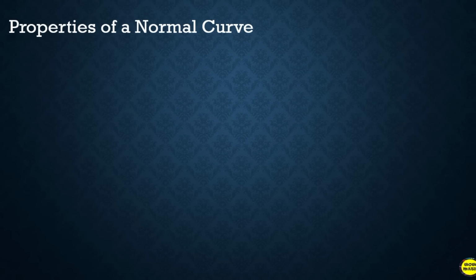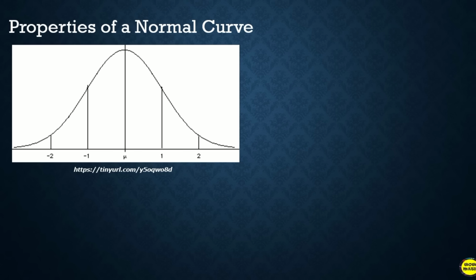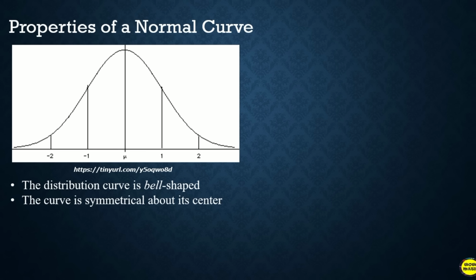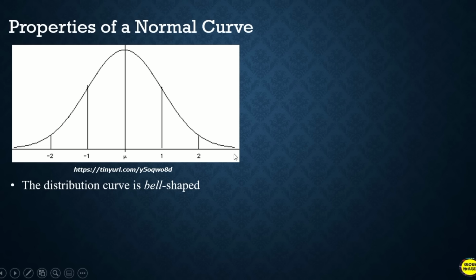So we have properties of the normal curve. That is our illustration. First, the distribution curve is a bell shape. Again, the distribution of a normal curve is a bell shape, which is what you see in our figure. So this is one of the properties of the normal curve.